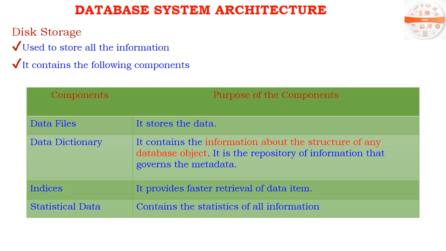It contains information about the structure of the data objects. It is the repository of information that governs the metadata. Metadata means data about the data. Next one is the indices. It provides faster retrieval of data items. And next one is statistical data. It contains statistics of all the information.